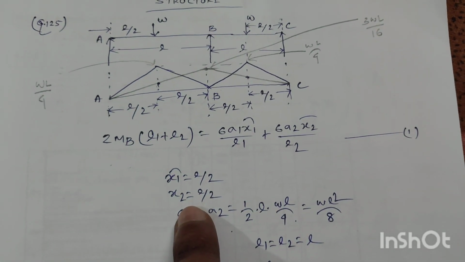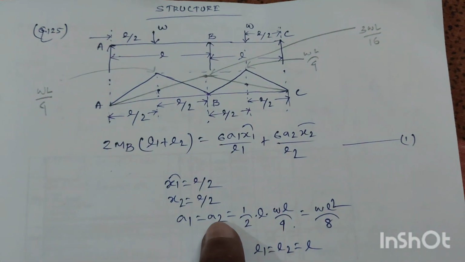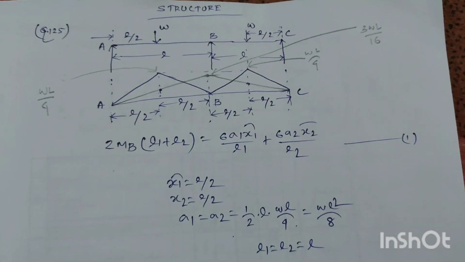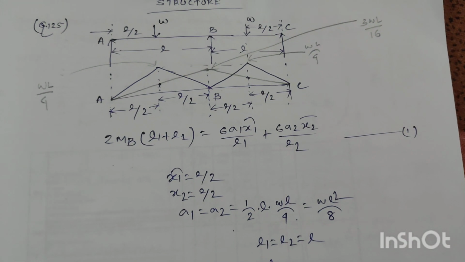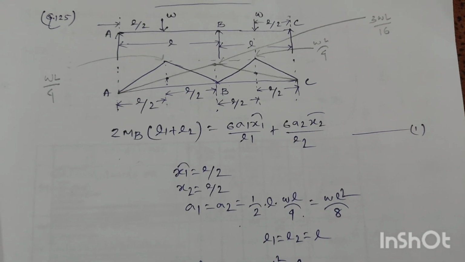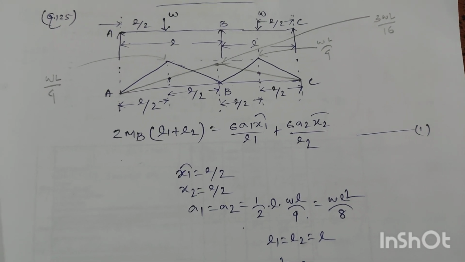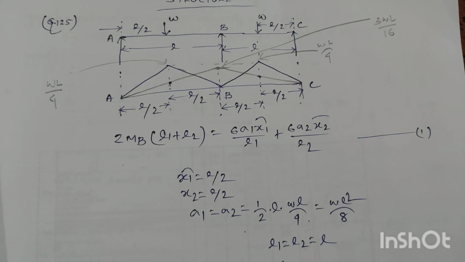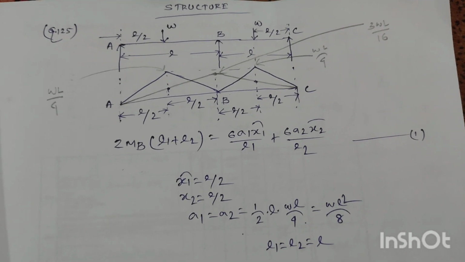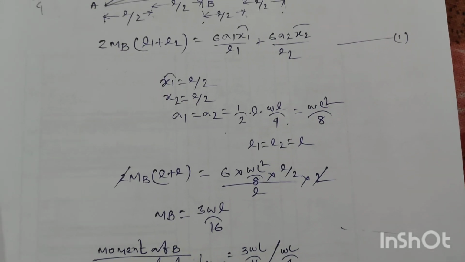The value of x1 bar will be equal to L by 2, and x2 bar will also be equal to L by 2. A1 and A2 both will be equal, being the areas of the bending moment diagrams formed at the spans AB and BC, equal to half into base length L and ordinate value WL by 4. So A1 and A2 will be equal to WL square by 8, and L1 and L2 will also be equal to L. Now putting all the values in equation number 1, that is the three moment equation, we will get the value of MB equal to 3WL by 16.